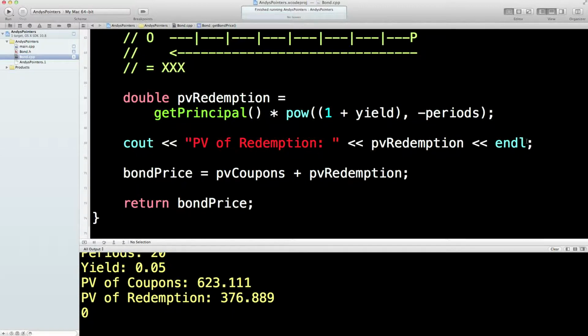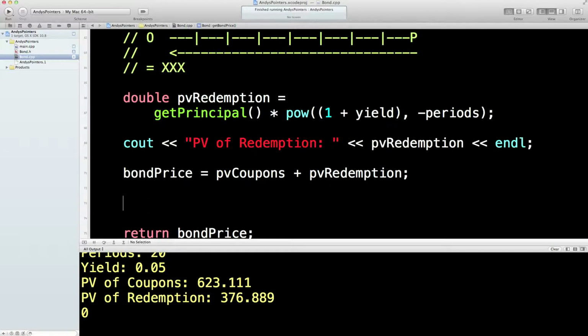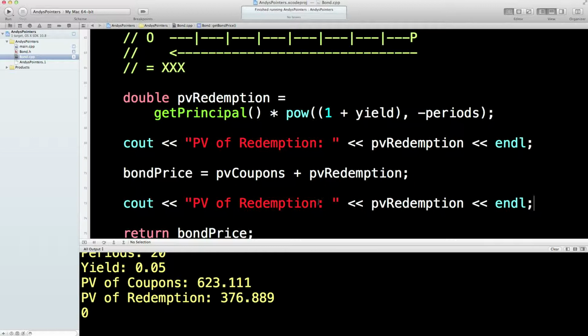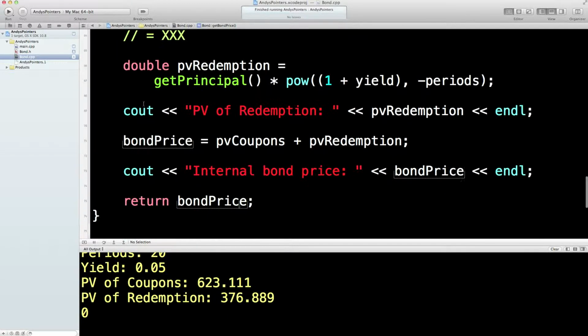I'll also just say internally, what do I think it's worth internally, just as a sanity check again. So internally, internal bond price, make sure I'm getting the right output at the other end. Oh, what happened there? That was a bit hairy. So what's that going to come? What's that, about $1,000?